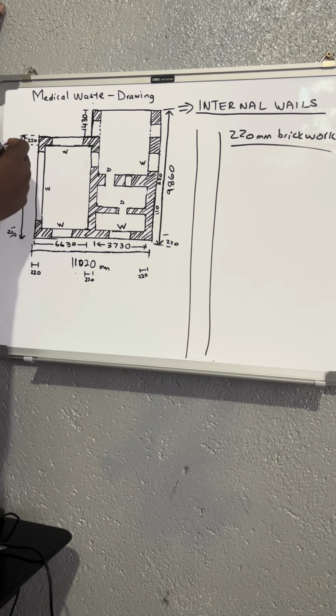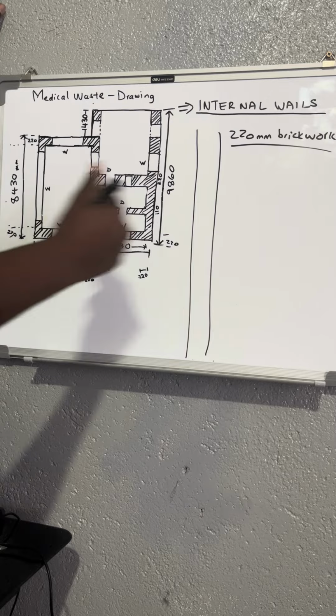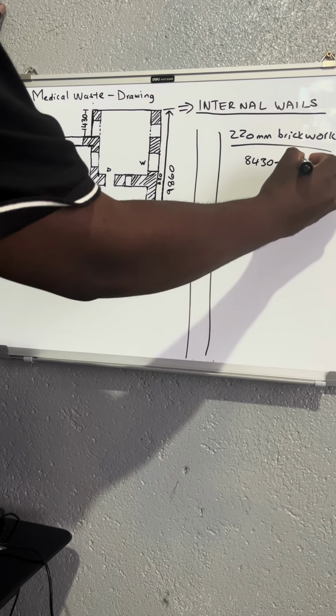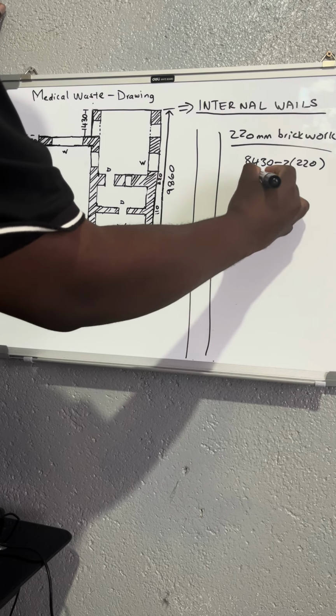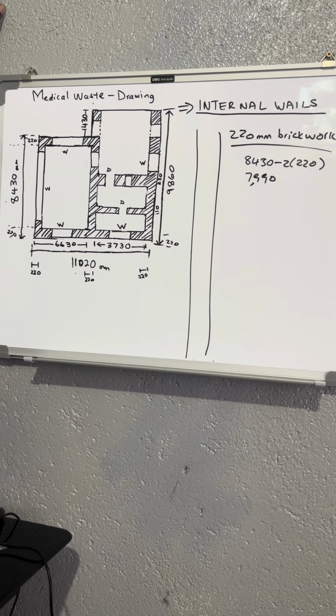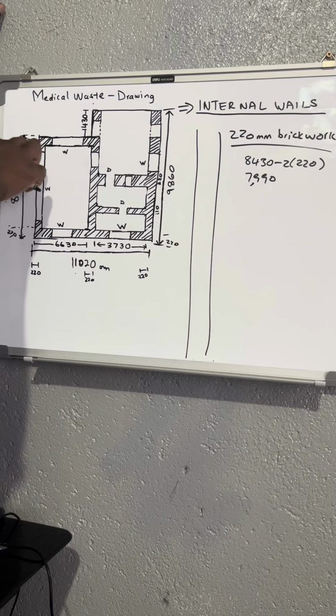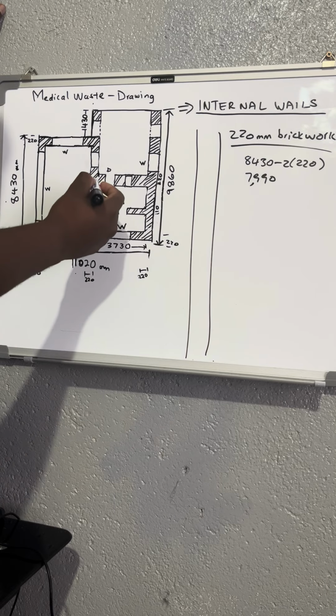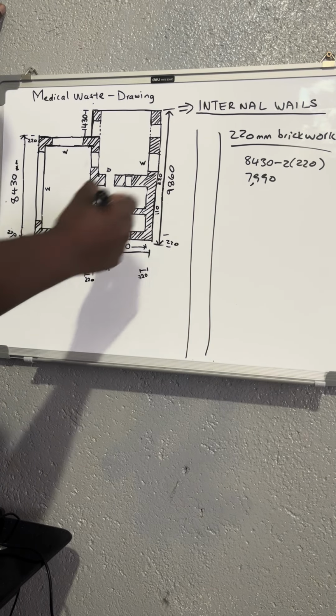You'll see that it's exactly at this point and also exactly at this point. So now it means we can just take this 8430 minus 2 into your 220, then we get 7.99. So we are done with that horizontal wall. Now we can go and do the vertical wall.